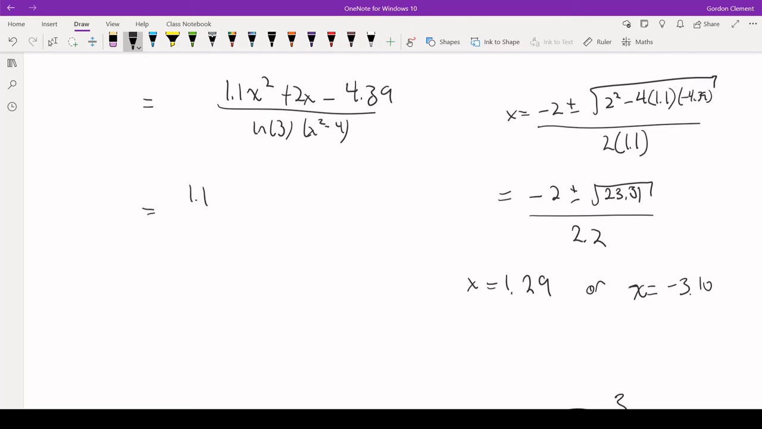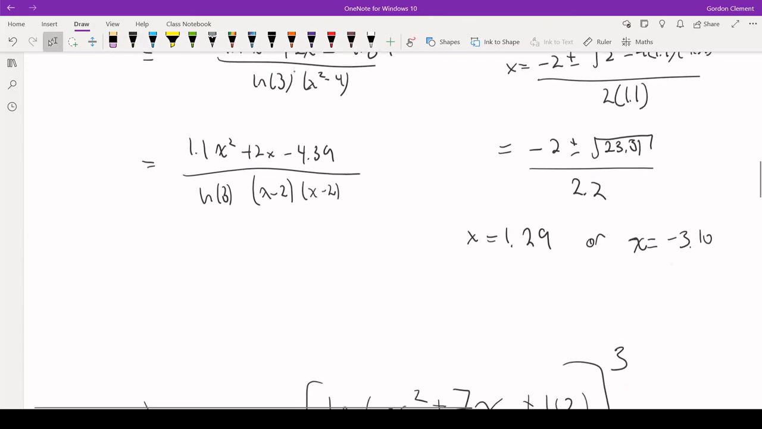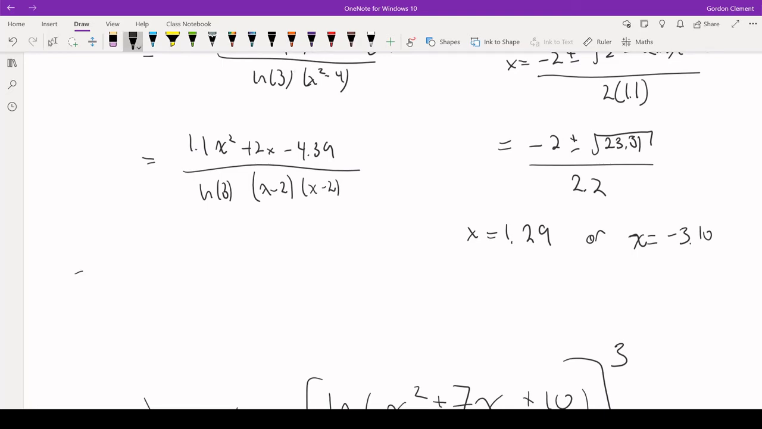We also have to consider where the derivative doesn't exist, which is going to be where that bottom is 0. So it's easy enough to factor x minus 2 and x plus 2. So we get plus or minus 2 as well. So in my factor table, we have -3.1, then -2, and then the next one's going to be 1.29, and then 2. So those are all my intervals.